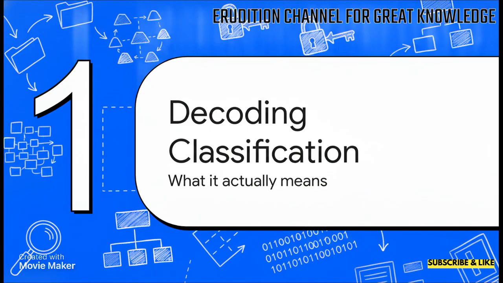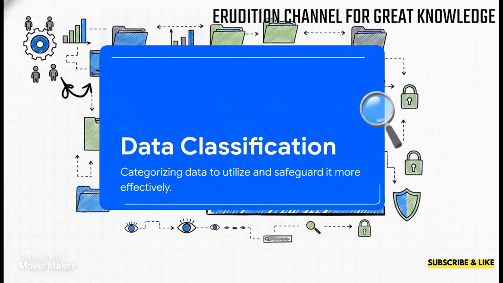Let's look at what this actually means. While the term itself might sound hyper-technical, data classification is really just intelligent labeling. Simply put, it's the process of classifying data into important categories so that it can be utilized and basically safeguarded far more effectively. You're labeling information to make it totally searchable and trackable.